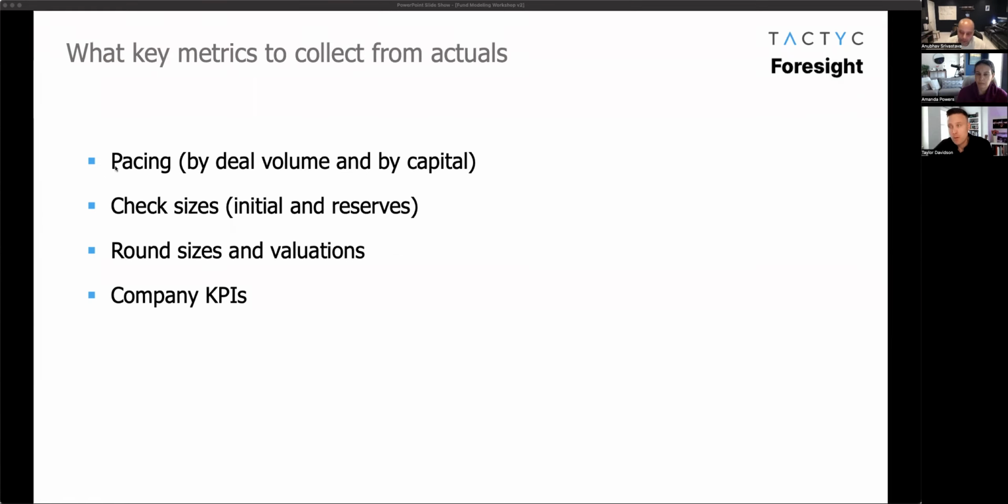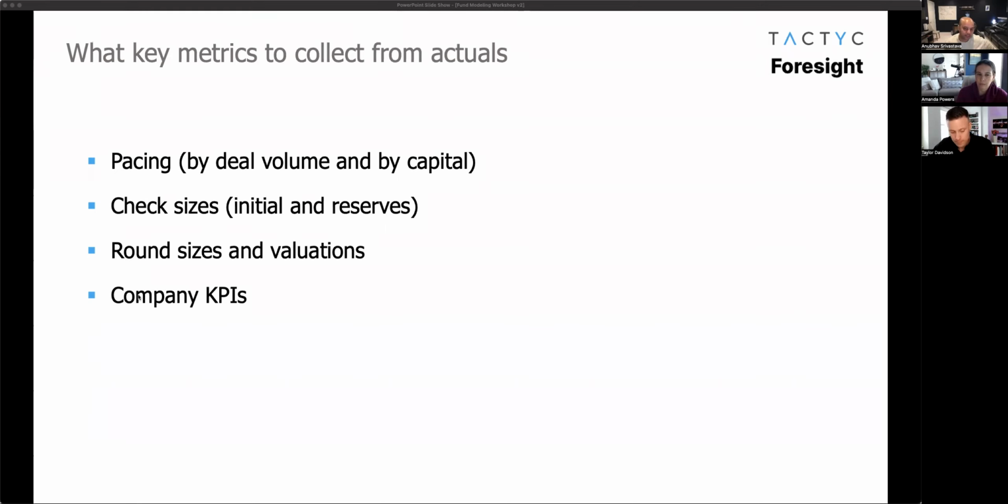Yep. And I would just add to this that we have 4 different categories of metrics to track: pacing, check sizes, round sizes, and of course the company KPIs themselves, their portfolio company KPIs. What's controllable, what's not. The first 2 are somewhat controllable, the last 2 are not. And so that's the way GPs think about things. It's like, okay, what are my controllable variables? And then later on, they might go in and actually run scenarios based on those. And we'll talk about those as well.